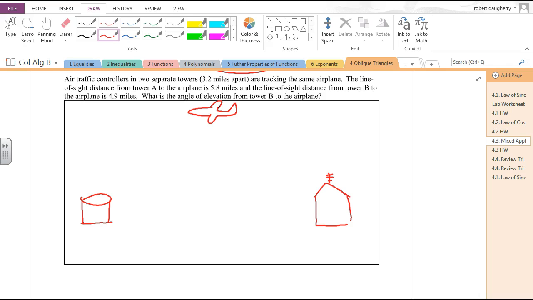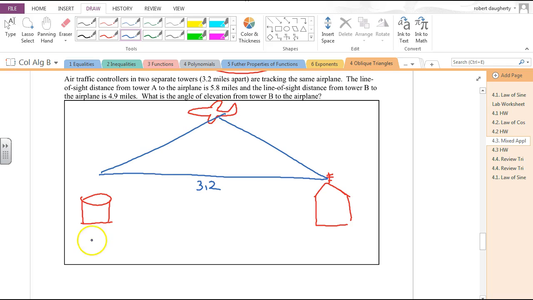Okay, so both of these towers are tracking the same airplane. We know that the towers are how far apart? Yeah, so we've got 3.2 miles as the distance between these two towers. They're tracking the same airplane. Okay, so I've got Tower A and Tower B. The line of sight distance from Tower A to the airplane is 5.8. Which side is that? That's over here. This is 5.8. And the line of sight from Tower B to the airplane is 4.9.